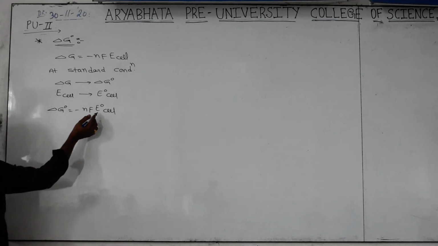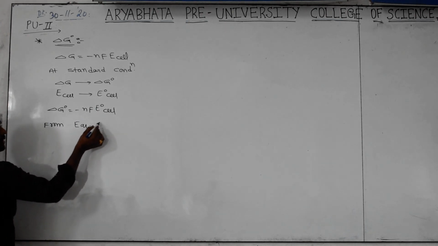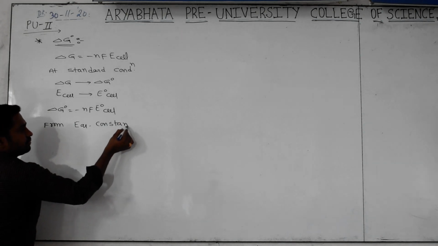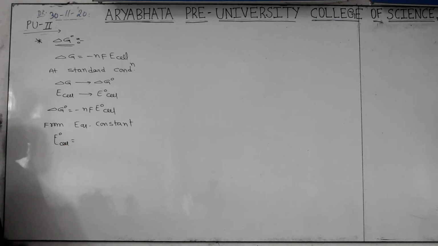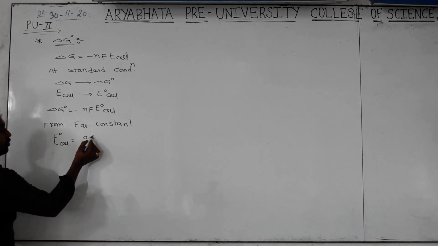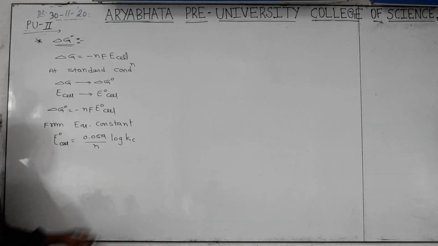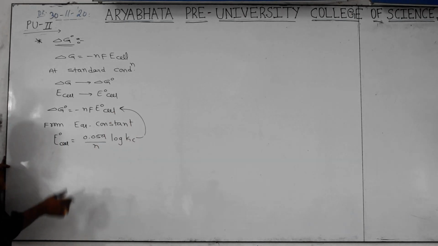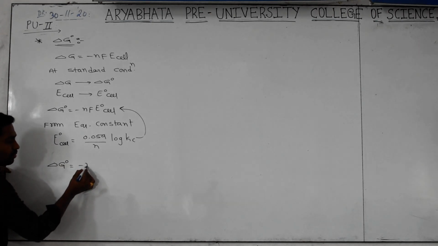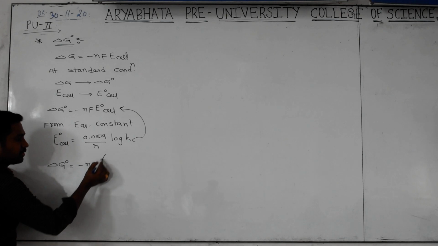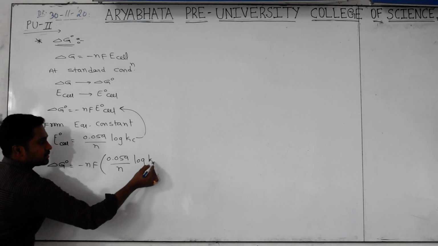Already we know E naught cell from the equilibrium constant. What is the standard EMF of the cell from equilibrium constant? It is equal to 0.059 by n into log Kc. Can we substitute this in place of E naught? Yes, then we can do it. Standard free energy change is equal to minus nF, and instead of E naught cell we can write 0.059 by n into log Kc.